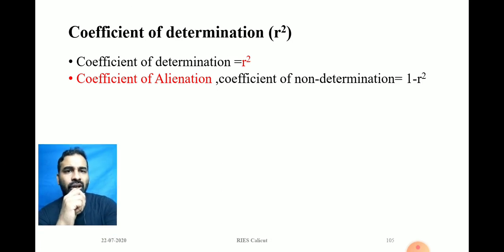Then coming to the coefficient of determination. If you have found r and you just square it, it will give you r square, which is the coefficient of determination. We will see this later when we discuss the regression method in detail. Just opposite of this, there is a concept called the coefficient of alienation or coefficient of non-determination. It is nothing but 1 minus r square.